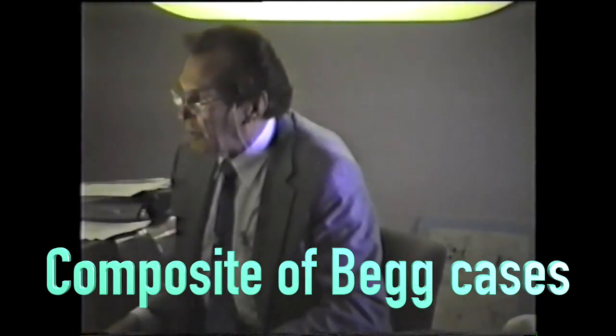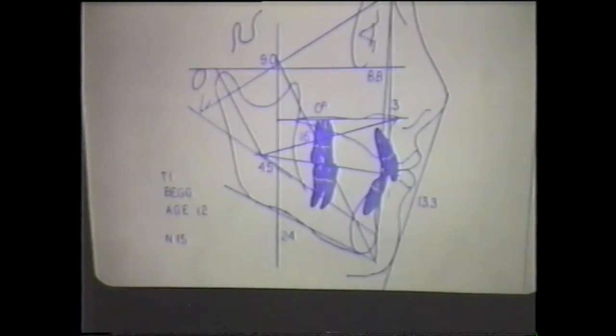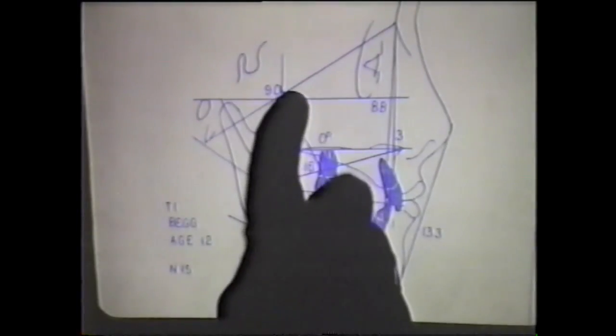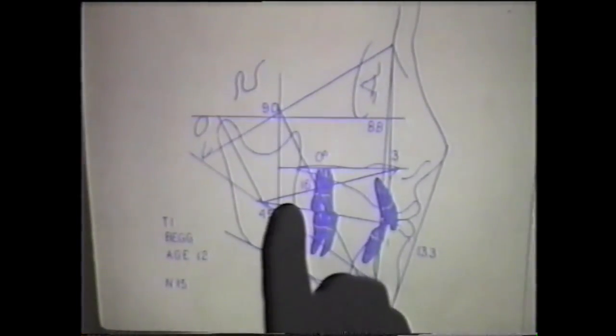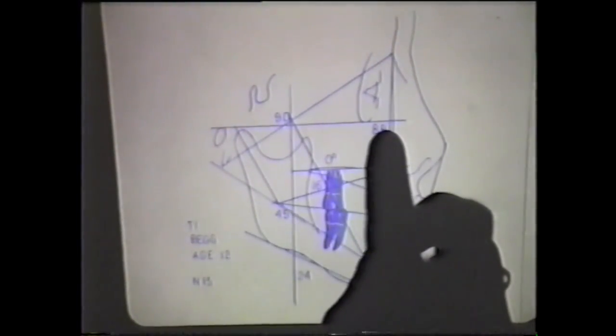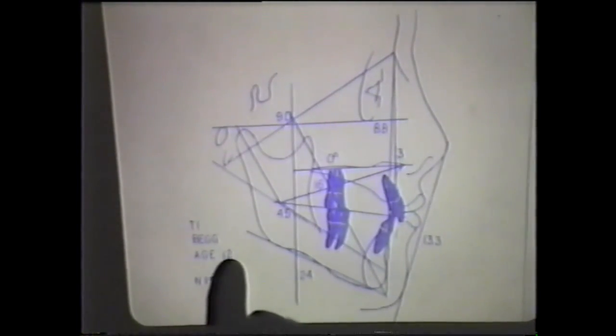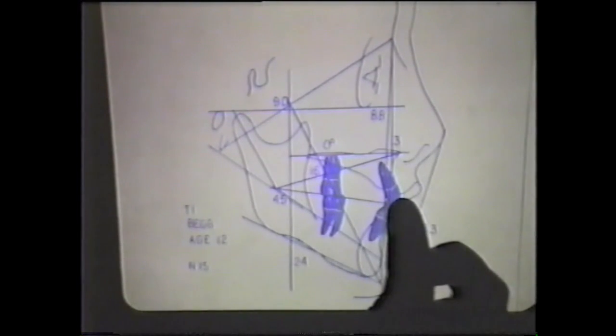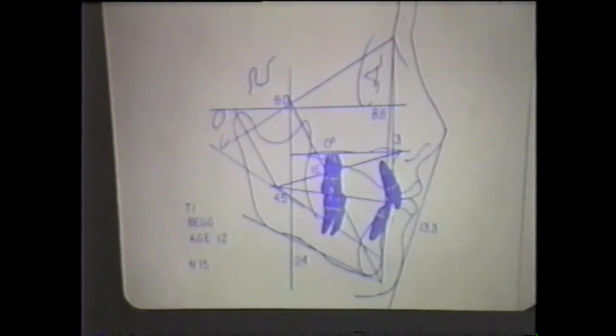Here are 15 cases treated with Begg therapy. Now you begin to look at them. There's a 90, 45, 88, age of 12. They waited till 12 to start them, with a 133 interincisal angle. You look at the face and you wonder why they were going to treat it.